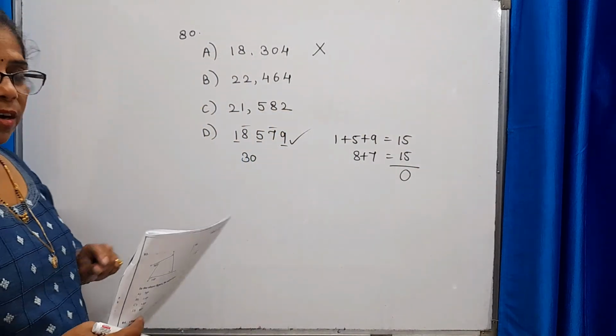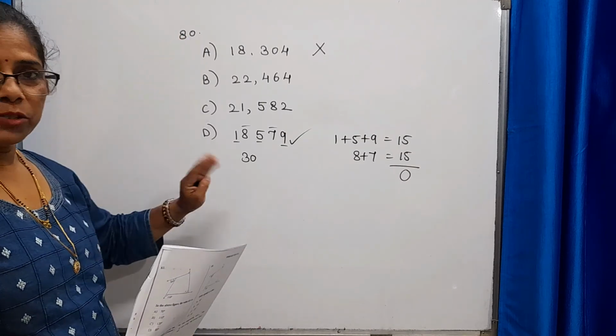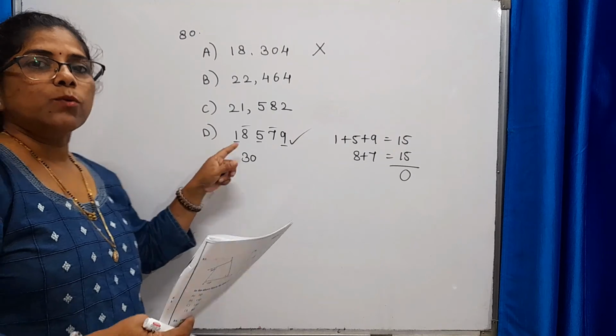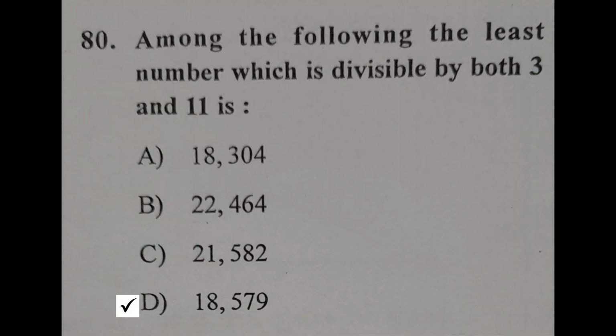As they have asked for the least number, don't waste time checking the other options. This is the number which is divisible by 3 as well as 11. So straight away take option D.